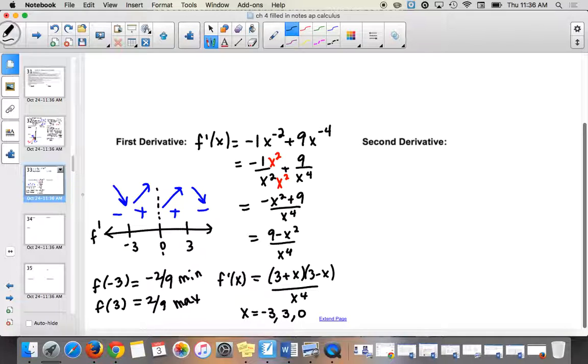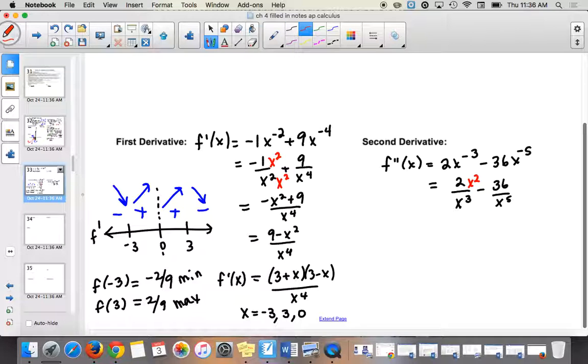All right, so second derivative. I don't want to go from this quotient, the one that I was plugging in for. I want to go from the polynomial form with negative exponents, actually. So I'm going to have f double prime of x equals, so if I go from here, positive 2 x to the negative 3 minus 36 x to the negative 5. So I get 2 over x cubed minus 36 over x to the 5th. So I'm going to multiply by x squared and x squared. So I get 2x squared minus 36 all over x to the 5th.